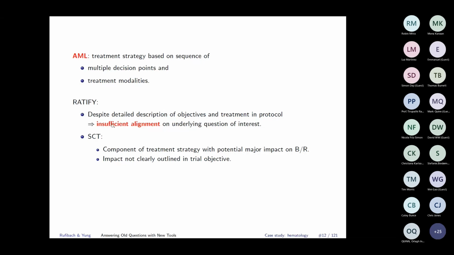But it seemed in RATIFY there was insufficient alignment on what is actually the clinical question that we're trying to answer. And especially when it comes to stem cell transplant. As we have seen, the plateauing is mainly induced by stem cell transplant. So this is not just an optional thing that some patients get and some not. If we want to assess the effect of the treatment, this must be properly dealt with, and this must be an explicit part of the trial, how we want to treat and assess that. So it has a major impact on the benefit risk of midostaurin. But how to treat it has not been outlined in the trial objective.